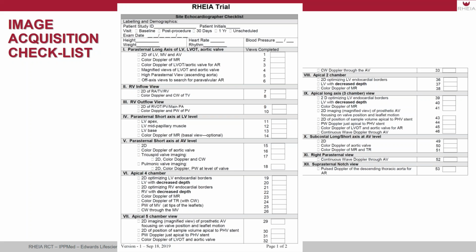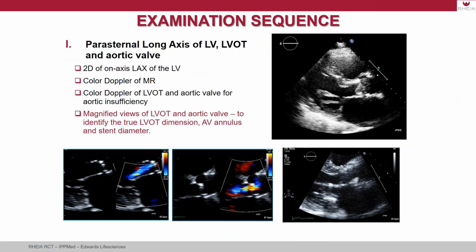This is the image acquisition checklist that we will provide. It's a 2-pager. It's very simple. It's just to remind you the sequence of imaging. But as you will see, this is a complete transthoracic echo, with the usual images that we acquire in a routine echo in a patient with valvular disease, with aortic valve disease generally.